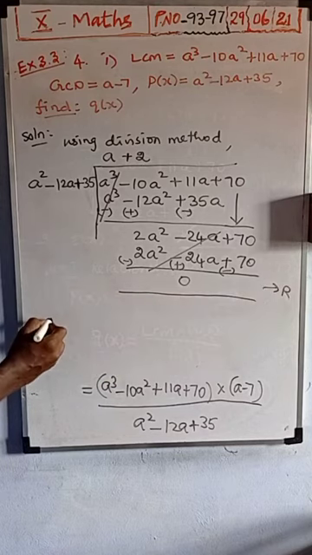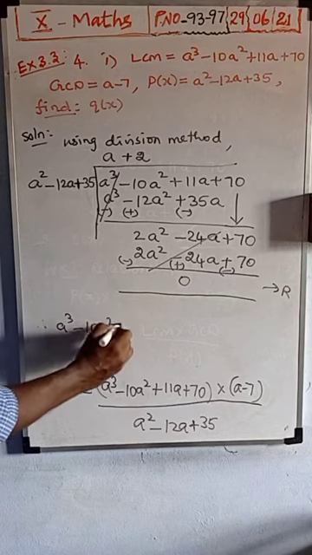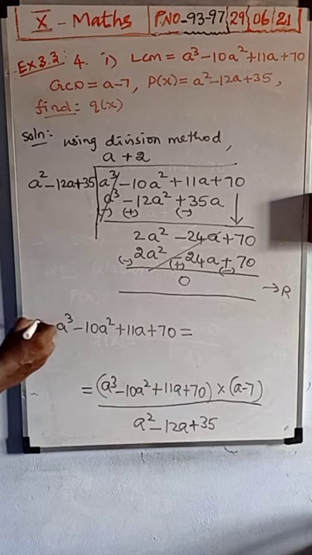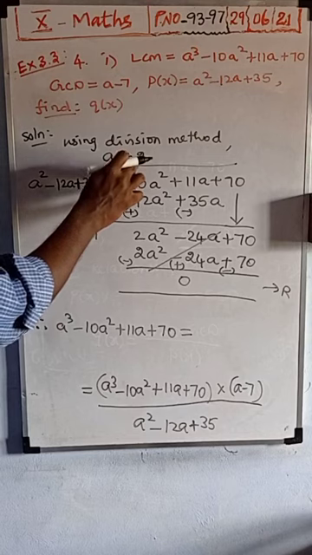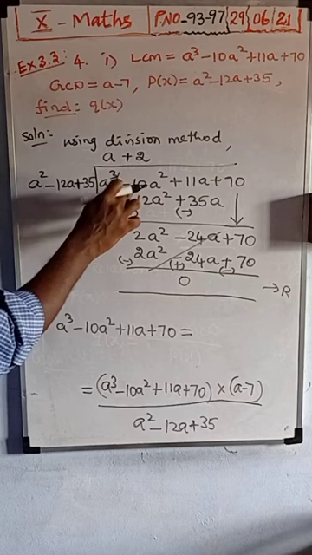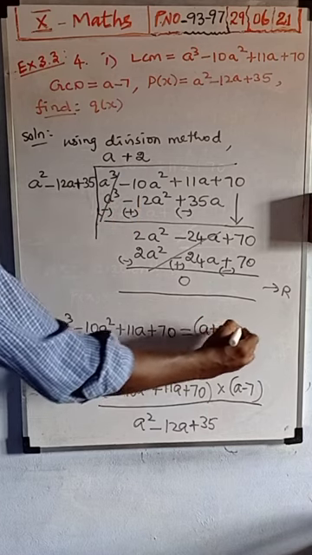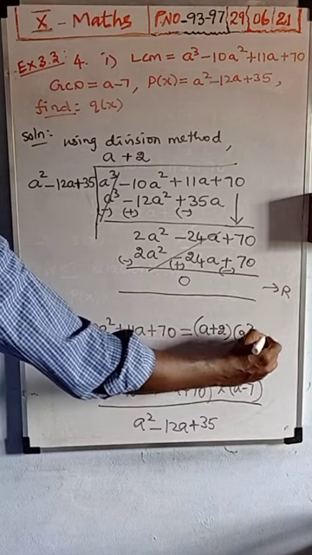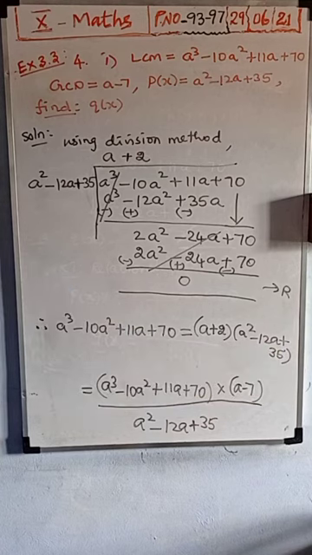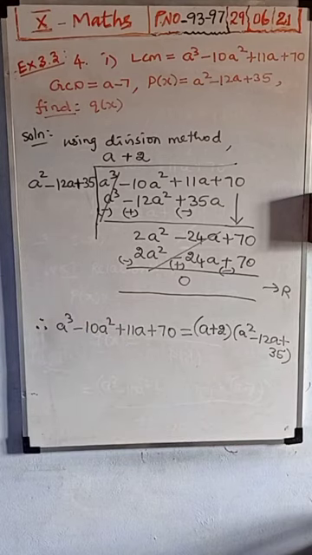Then this a cube minus 10a square plus 11a plus 70, its factors: quotient and divisor you should multiply, and we will get this. So the factor is a plus 2 into a squared minus 12a plus 35. Okay, this is a factor of the cubic polynomial. Therefore this value is substituted now.